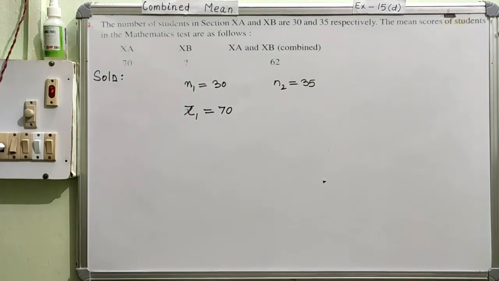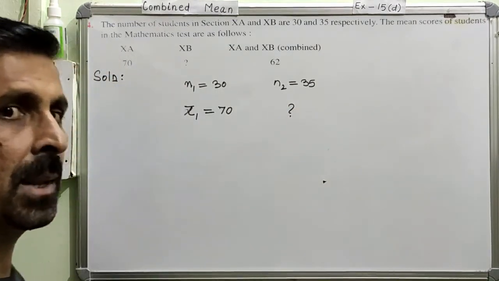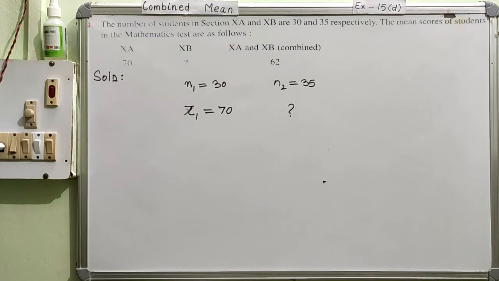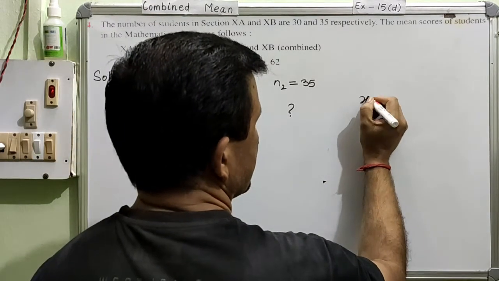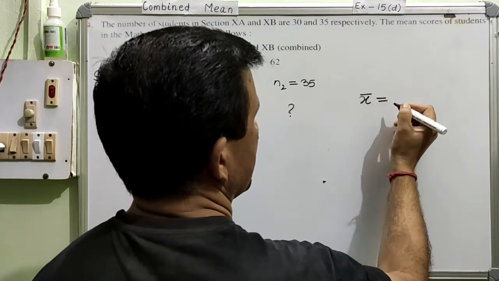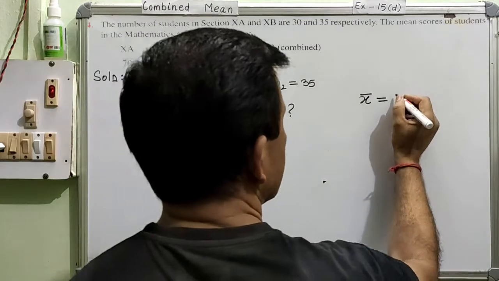But the mean of class 10B is missing, is not given. Is this okay? But in fact, in place of this mean, we are given the combined mean. The combined mean, that is x mean, is given, right? This combined mean is given as equal to 62.